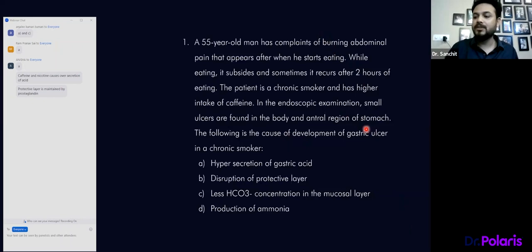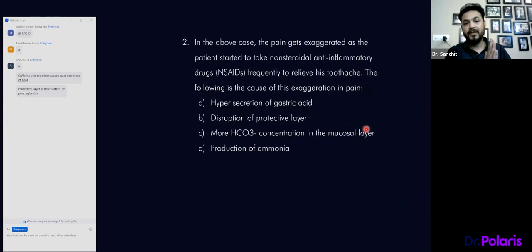Okay. Now I come to the second question. This is a question that was asked in NEET-PG. All your questions are from NEET-PG and before. Now, in the above case, same scenario, the patient gets aggravated or exaggerated pain as the patient started taking an NSAID, and he also had a toothache. So for the toothache, he took an NSAID. NSAIDs are non-steroidal anti-inflammatory drugs, like diclofenac and ibuprofen. These are all NSAIDs. Now, the following is the cause of exaggeration of pain in this particular patient.